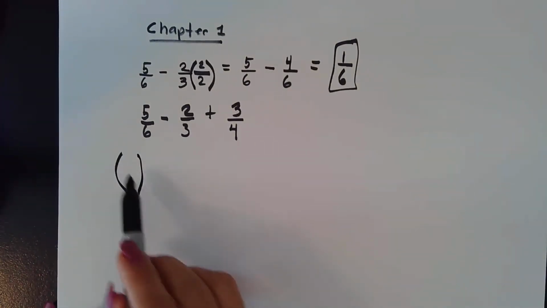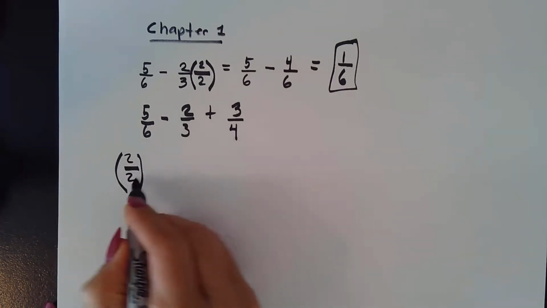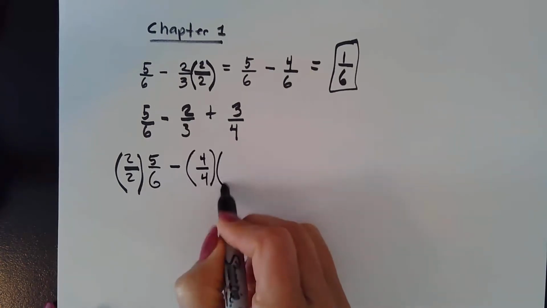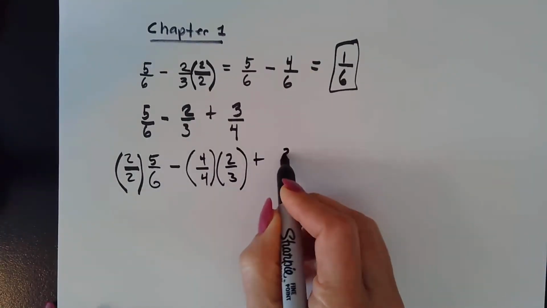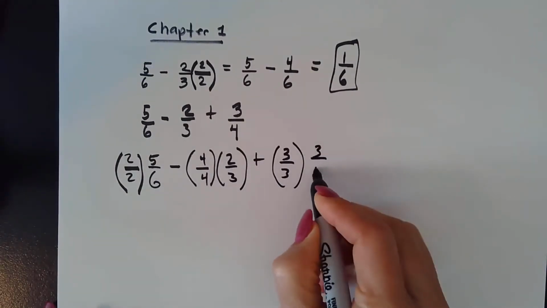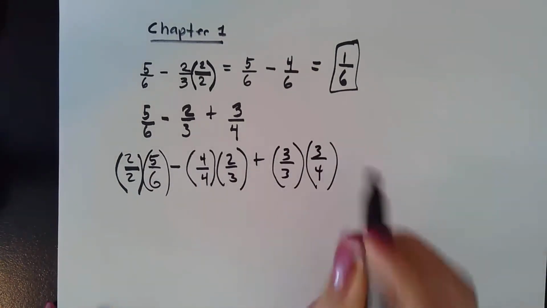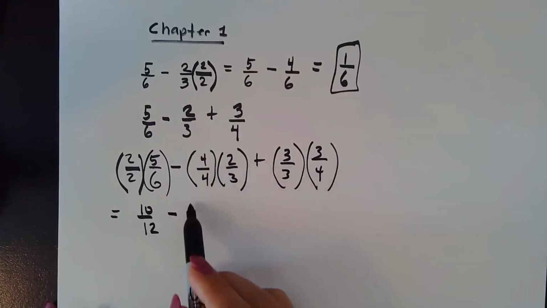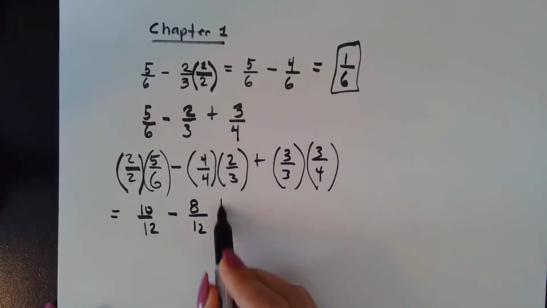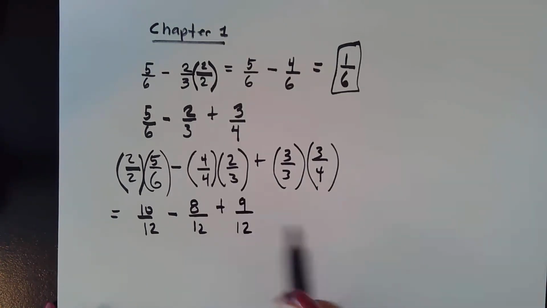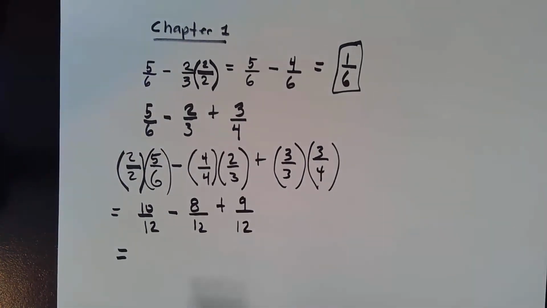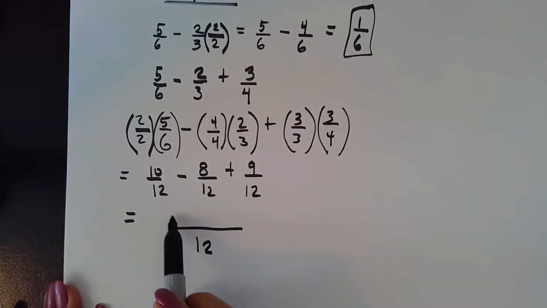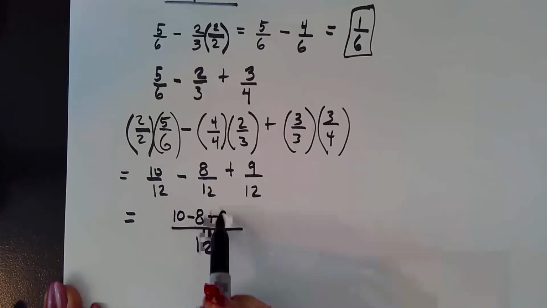So you're going to now have to change every single fraction, right? So we're going to multiply the first one by 2, the second one by 4, and the third one by 3. So we multiply all of those. And so that's going to give us 10 over 12 minus 8 over 12 plus 9 over 12. And then we go from 3 fractions to 1. That's going to be 12 as a denominator. 10 minus 8 plus 9.